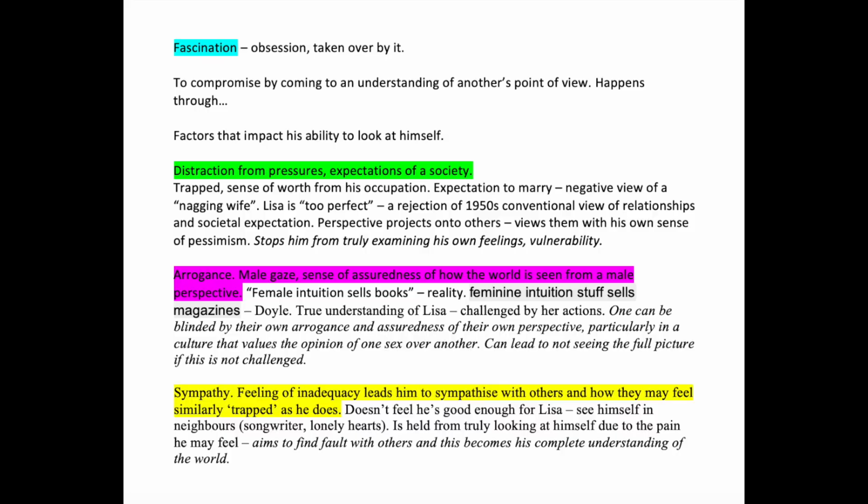And so you can see there that I've taken the word fascination to be an obsession, or the fact that someone could be taken over by something. And so that has had an impact on my thinking, and you'll see that when it comes to the planning later on. The very first line that I have here is this idea of to compromise by coming to an understanding of another's point of view. That was the first thing that I thought. And the reason that I've put that in is to show you that the first place my mind goes when I look at an essay question is, overall, what will my response be?